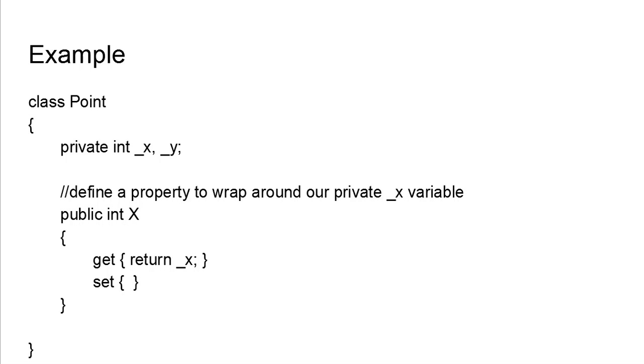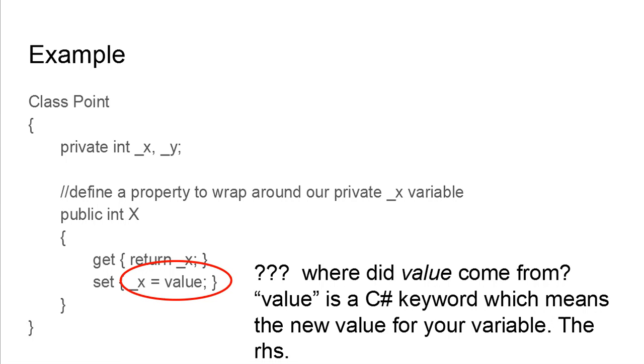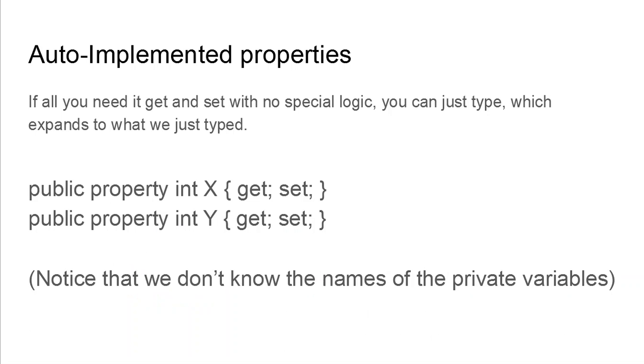Now, this kind of raises a question, right? Because what do we set X to? Like the underscore X, where do we get the value from? Well, there's a keyword built into C#, and that is just the word value. So value means the right-hand side of the expression. So if somebody tries to set uppercase X, it calls our setter, and it will set the internal private variable to whatever the right-hand side of the expression was. So value is a keyword inside of C#. It's a keyword with respect to properties.